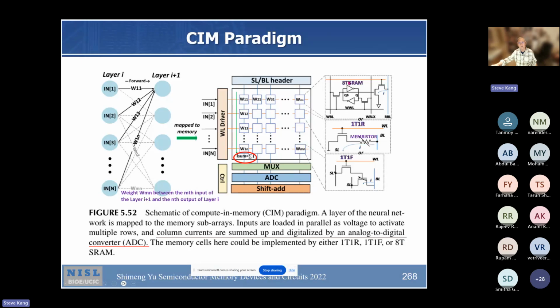And each cell can be 8 transistors SRAM, 1 transistor 1 memristor, or 1 transistor 1 floating gate type of thing here, right? So it's still a different scenario, but in this talk we are emphasizing the 1 transistor 1 memristor array type of thing.